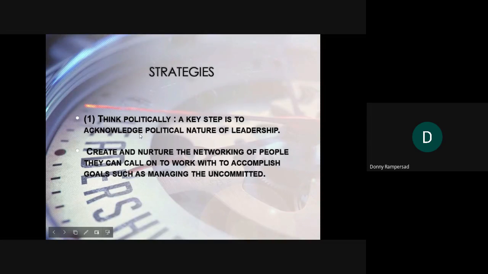Strategies. Think politically. A key step is to acknowledge the political nature of leadership. Leaders cannot get anything done unless they create and nurture networks of people they can call on and work with to accomplish goals, such as managing the uncommitted. At the start of any change campaign, good leaders line up their supporters, start working closely with their opponents, and develop tactics for influencing the uncommitted.